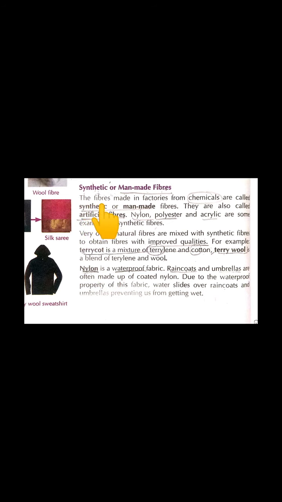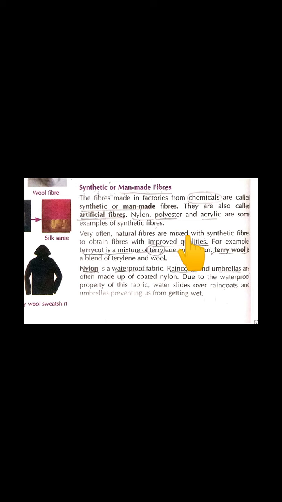Let's read it. The fibers made in factories from chemicals are called synthetic or man-made fibers. They are also called artificial fibers. Nylon, polyester and acrylic are a few examples of synthetic fibers. The fibers which are made by man in an artificial method, by using some chemicals, are called synthetic fibers.